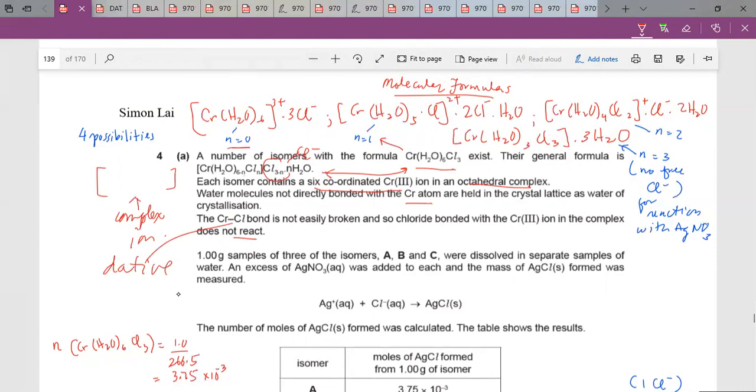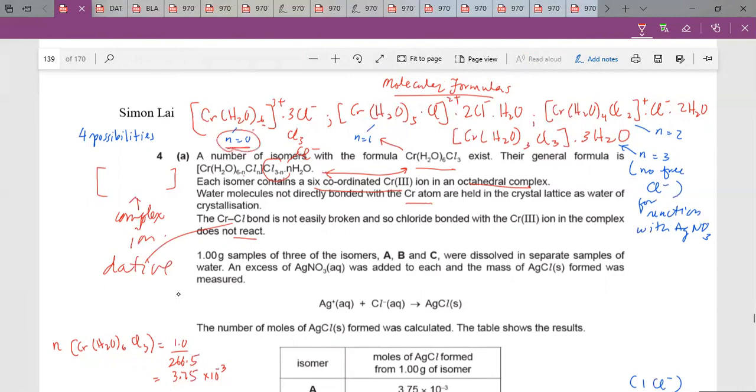When N equals 0, that means water here is 6, right? There's no chlorine attached to the chromium in this complex here. N equals 0 means the Cl is 3, which means you can put Cl3 at the bottom, right? 3 Cl. And since N is 0, there's no water of crystallization. It means all the water is inside here. So this is the first one, if N equals 0.